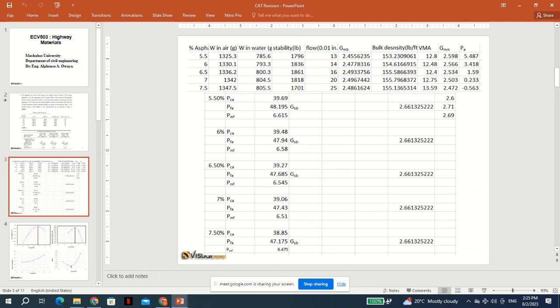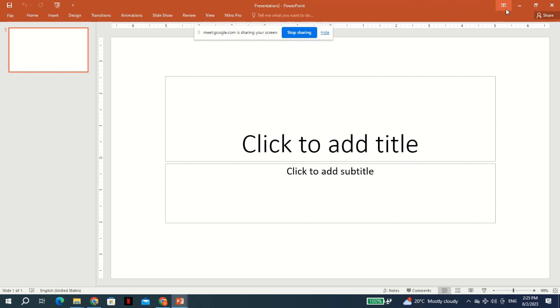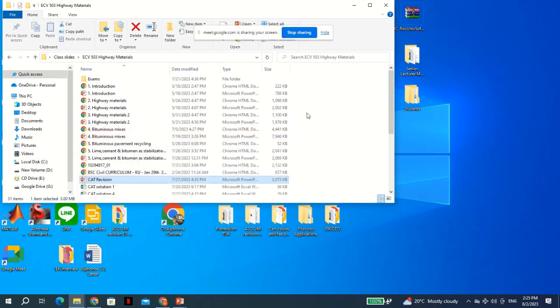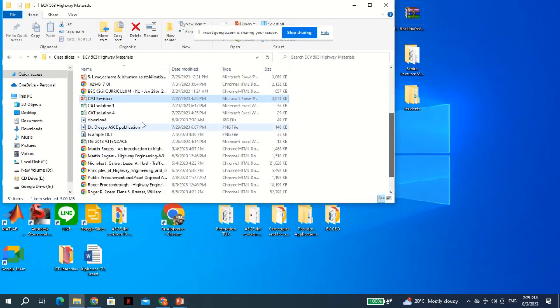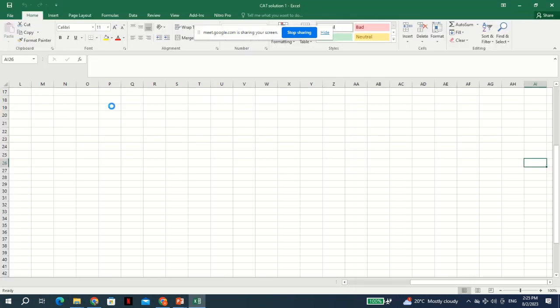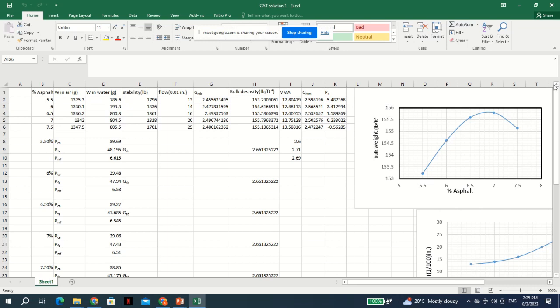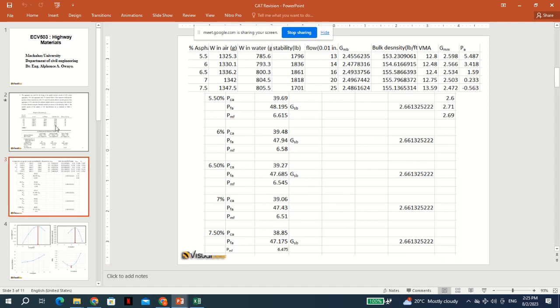So hopefully you got everything as it's supposed to be. I tried to make my work easy. I used an Excel sheet, the formulas that you already know. So the first solution is just the equations. These are the table of the asphalt content. So let's see the first question first.